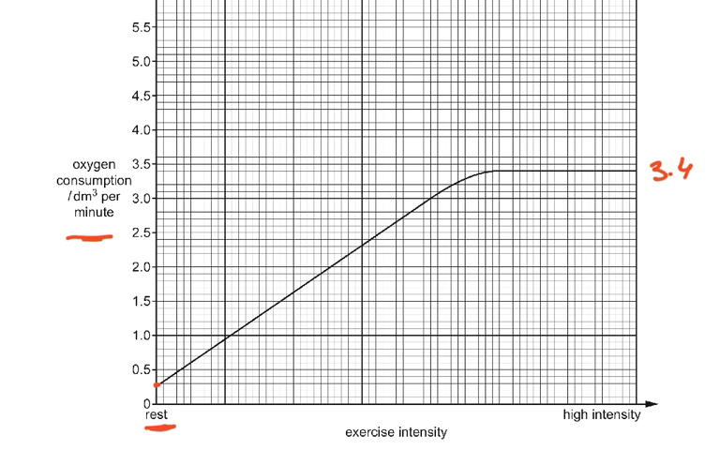What is 3.4 dm cube per minute? So we see how that is. It goes up from, let's look at from here. It goes up from 0.